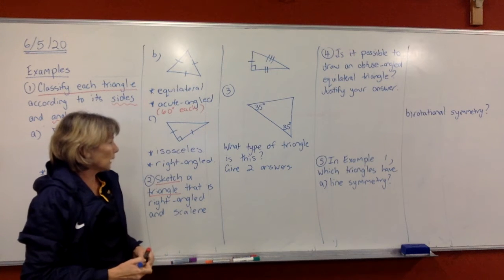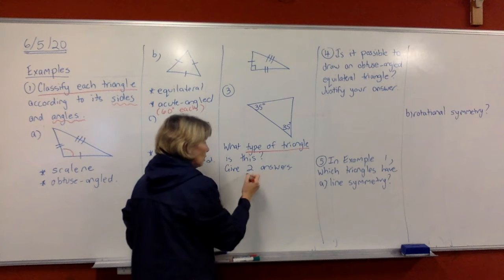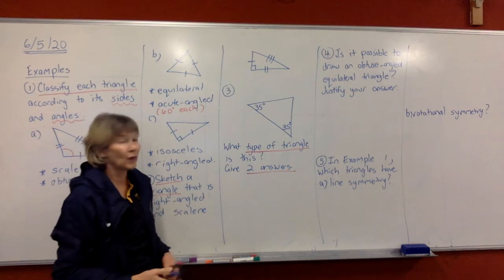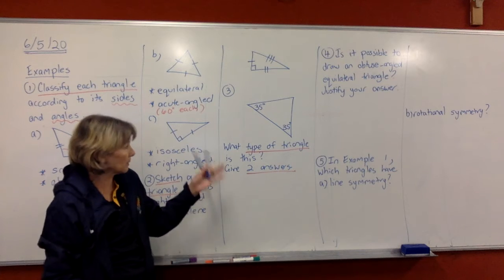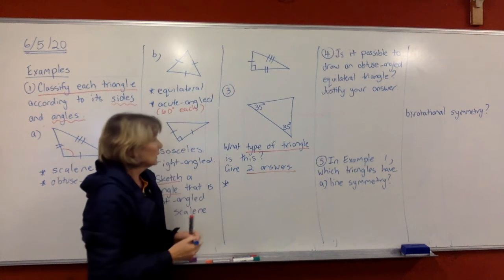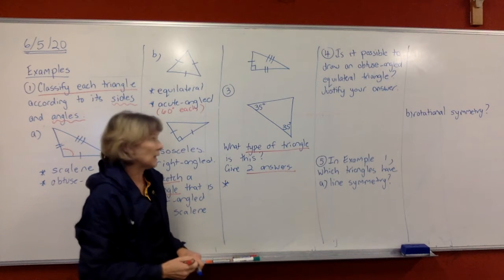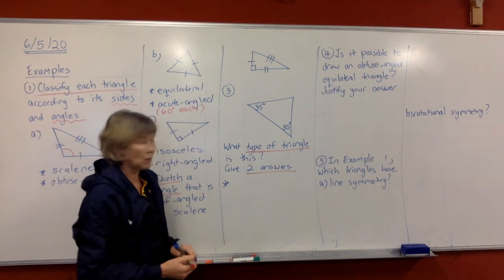Okay, in question 3, what type of triangle is this? You've got 2 answers. So it's another way of saying classify the triangle. They haven't said by looking at the sides and by looking at the angles, but they're the 2 answers you're going to be giving. So the first one, if we look at the sides, we haven't got a lot of information here, but if you look at the angles, it'll help you get some information about the sides.